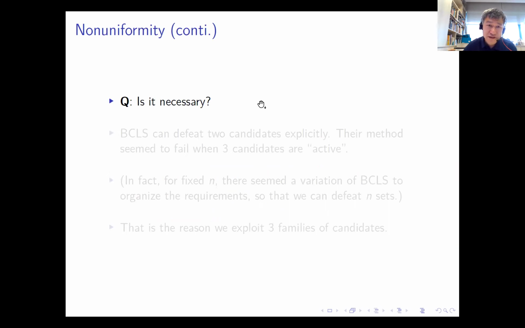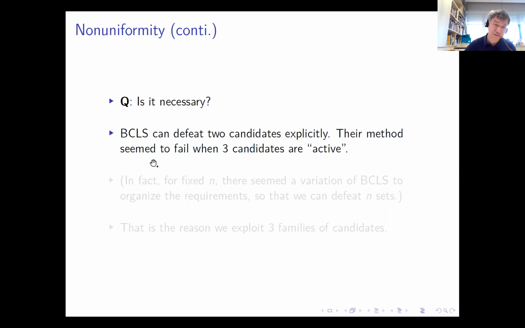So the question is, is this necessary? I guess yes, because in their paper, they can defeat two sets, two candidates, with their method. The problem occurs when we try to let them handle three candidates at the same time. Suppose three sets are interacting in an active way, then their construction has problems. So what we are trying to do is always provide three candidates there to mess up things.